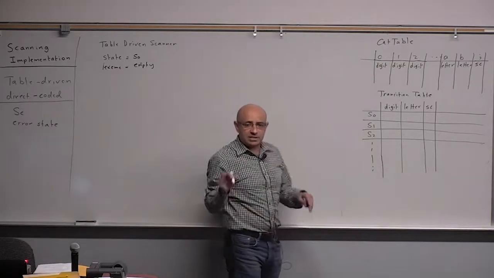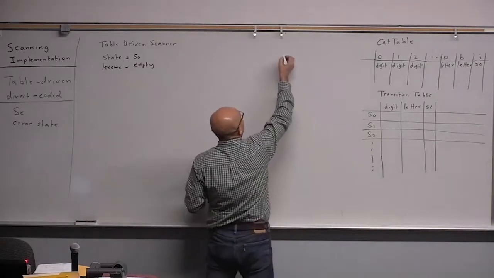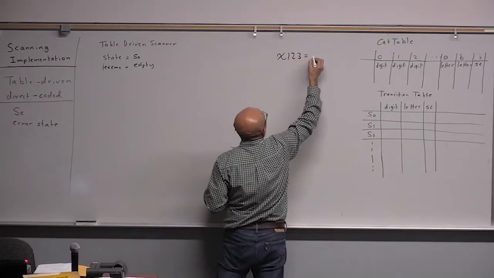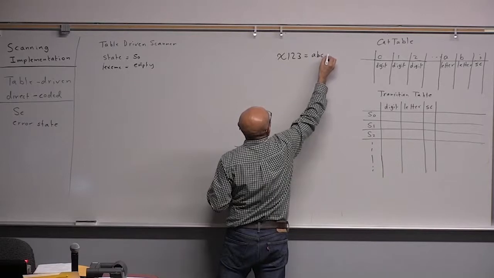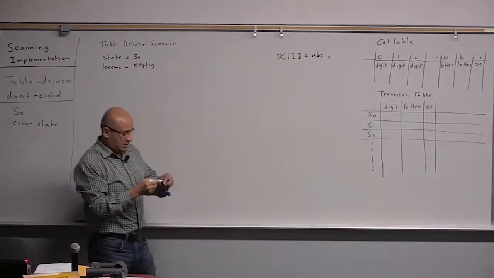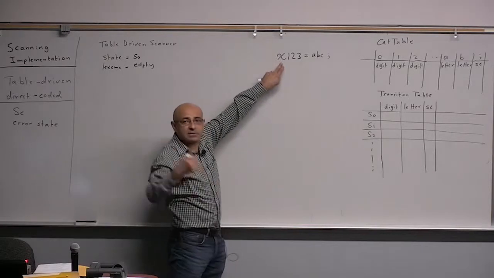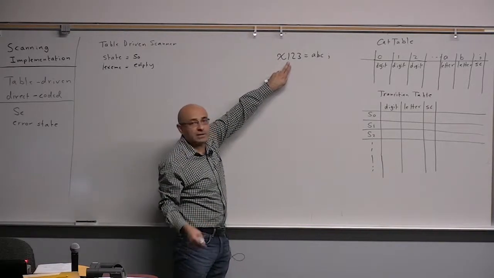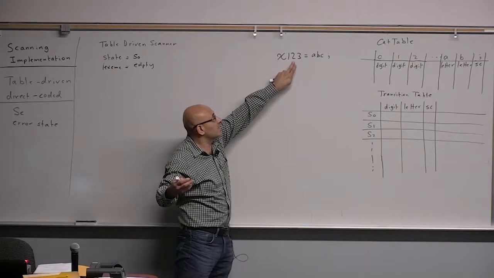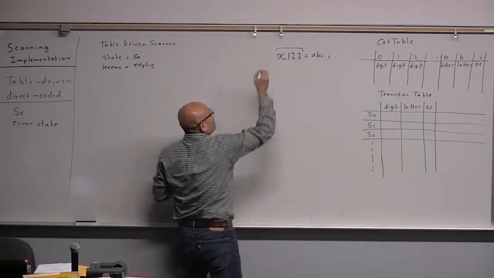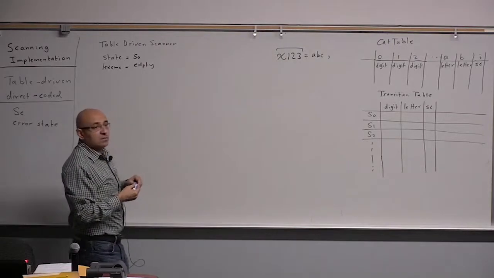Our lexeme is the string that we are matching, for example x123 equals ABC. In this case, our lexeme is initially empty. Then we will add x to the lexeme, then we will add 1. Our lexeme becomes x1, then x12, then x13. And the lexeme that we will end up matching in this case is going to be x123.